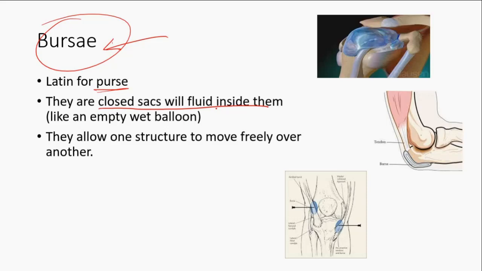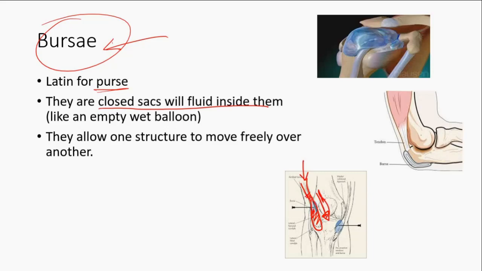The body puts these in areas of the body where it knows there's going to be a lot of friction, a lot of structures moving and scraping along each other. For example, at areas of the bone. When the muscles of your legs, your quadriceps, are contracting and the tendon is binding to your tibia, the tendon is going to be moving up and down, scraping on the bone. Eventually that's going to damage your tibia and the tendon.